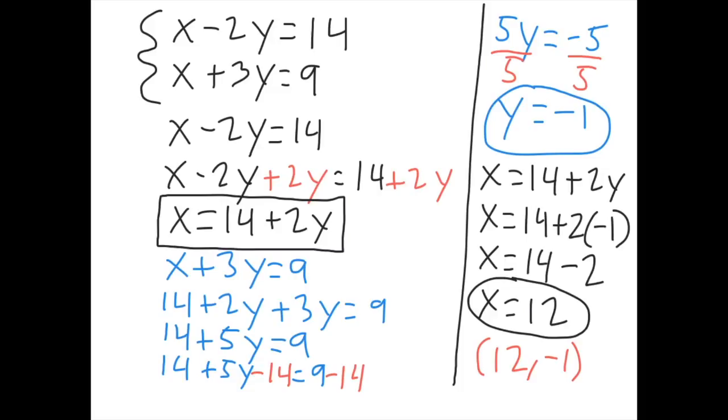And remember, if we take our x equals 12 and y equals negative 1 and plug them back into each of these equations, we can find out whether or not we're right. And if we end up with a number equaling itself, so on this side we should have 14 equals 14 and then 9 equals 9, then we did it right. So you can always check your work and you can guarantee yourself 100.